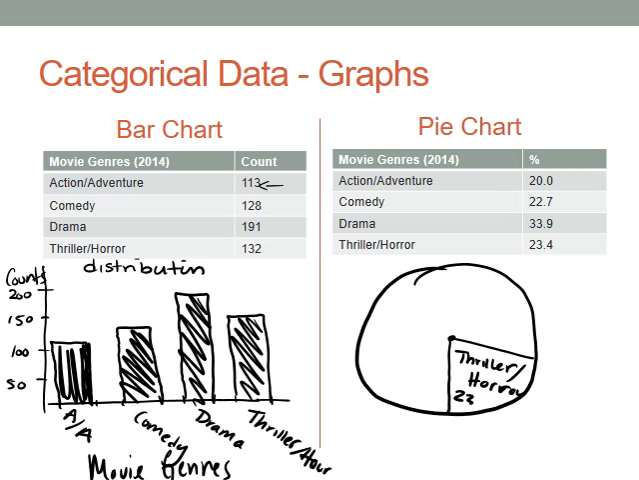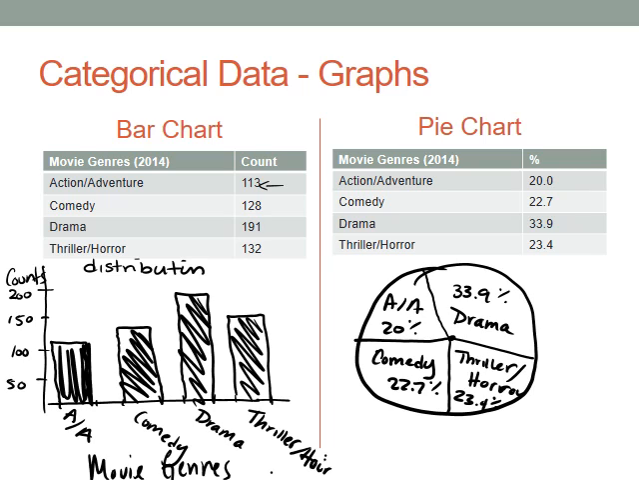At 23.4%. We can see that comedy will be also approximately a quarter, but just a little bit less, at 22.7%. And that action adventure is a little less than a quarter at 20%. And that the remaining 33.9% is drama.